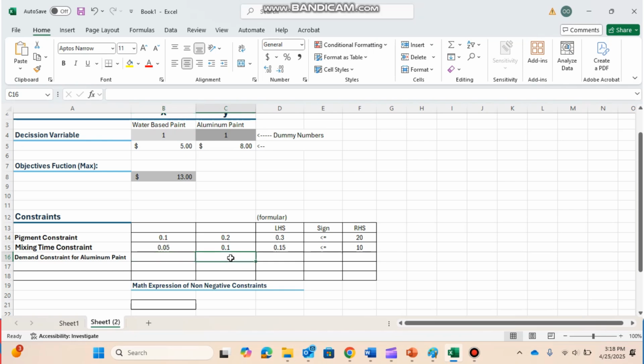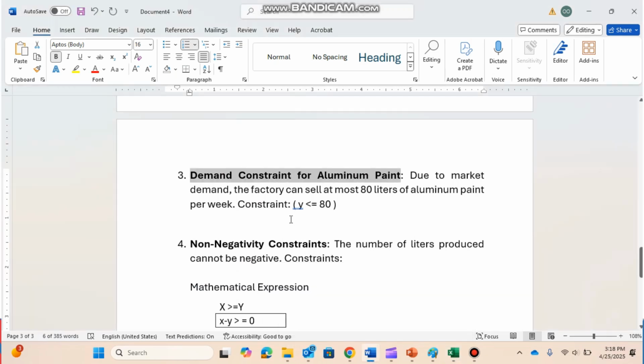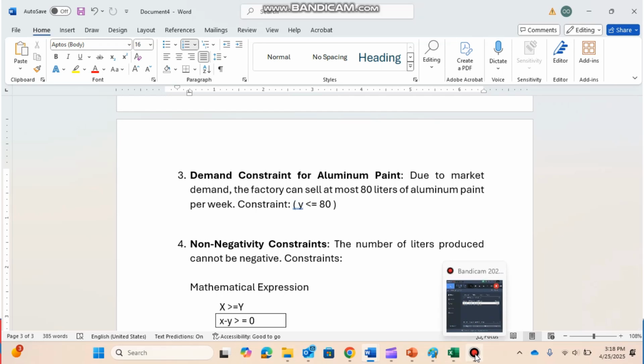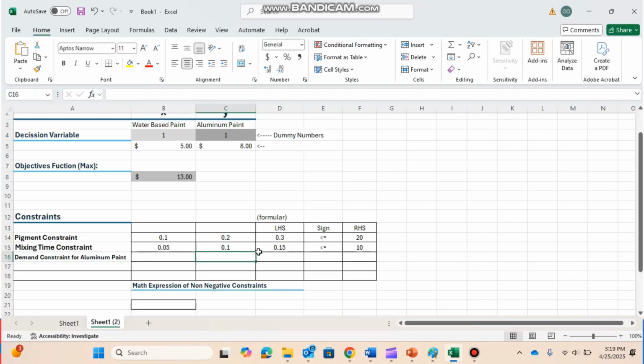So from the equation, y is less than or equal to 80. The coefficient of y here is 1. So ignore this, and you put 1 for y here because this is the y variable. Then you drag it down. Okay, and this is less than or equal to, and this is 80.